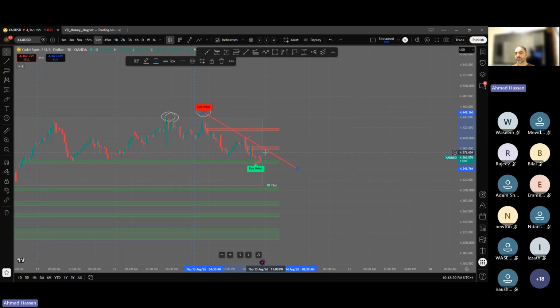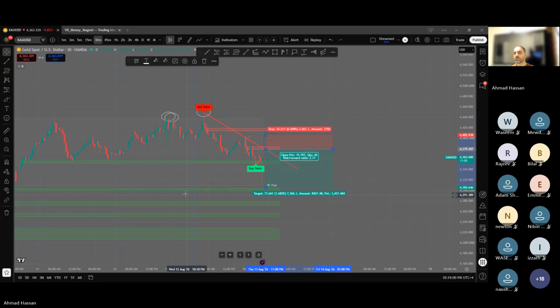So it has to retrace to this area, 4376-78 area, and then again it will go back to the next area, which is the next support area, which is 4305, 4320. Am I correct? Yes, sir.